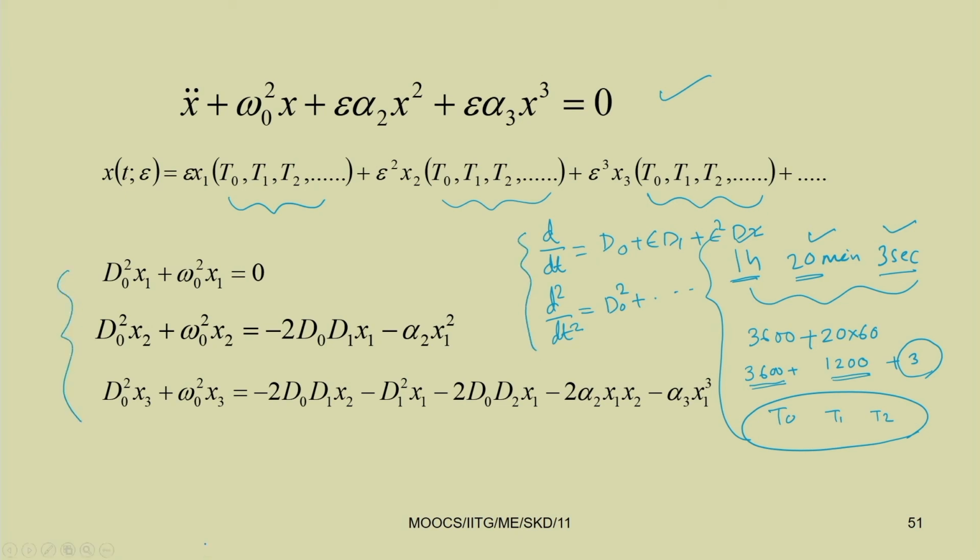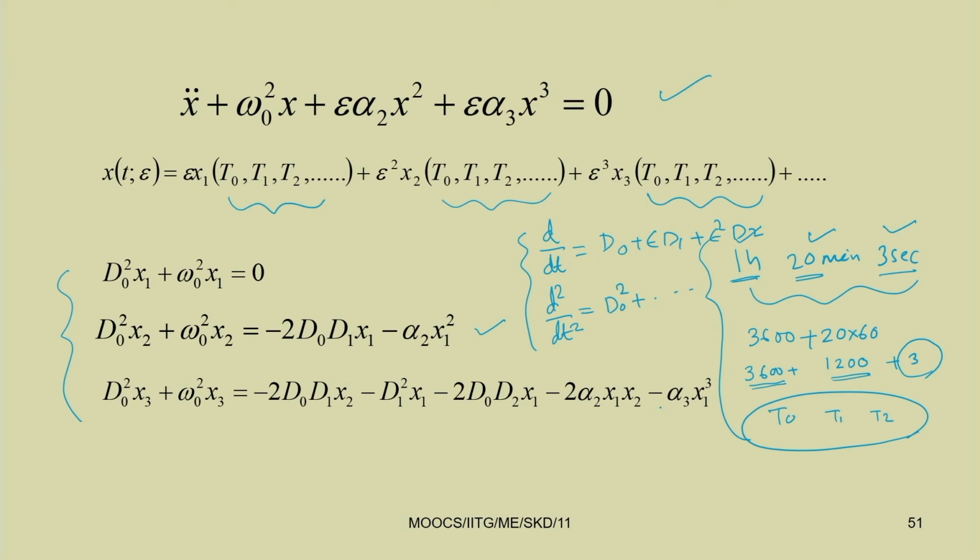So, we can get this equation: epsilon to the power 1, d0 square x1 plus omega 0 square x1 equal to 0, and d0 square x2 plus omega 0 square x2 equal to this equation. Here you can see that on the left side we are keeping the unknown variable and on the right side the known variables, and we have expanded this up to our epsilon cube order. Higher order terms with epsilon 4 and higher have been neglected in this analysis.